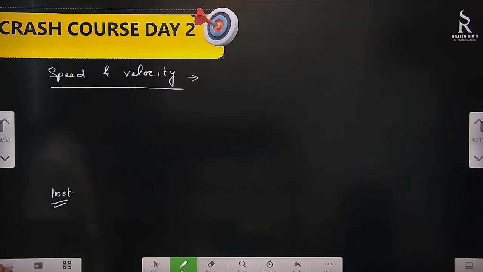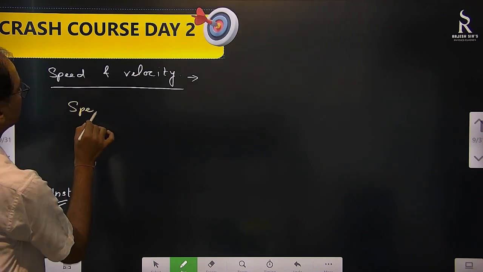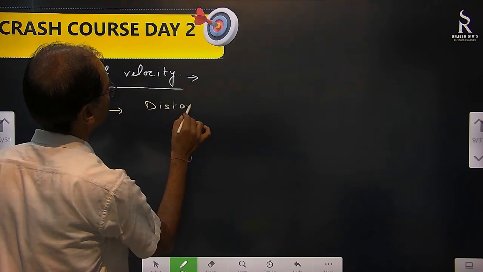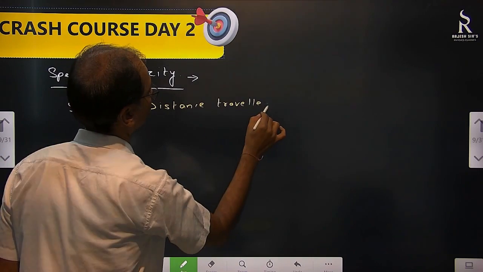Speed and velocity. Now what is speed? Speed is distance traveled per unit time.